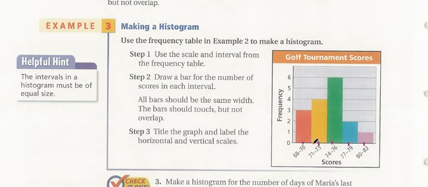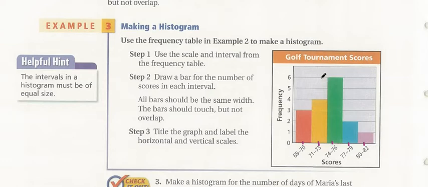Then 71 to 73. So 71 to 73, move up till you reach 4 and make widths with the same width as the first one, which is one small square to the right and one small square to the left. Then 74 till 76 with frequency 6, it's repeated 6 times, so also make it 6. 77 till 79, it's 2. It's 80 till 82, so it's 1 time.